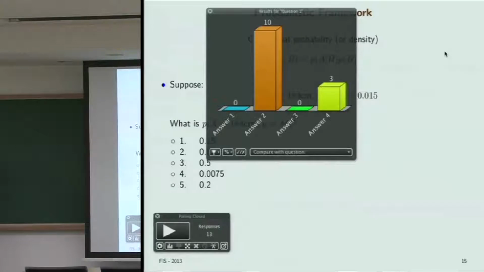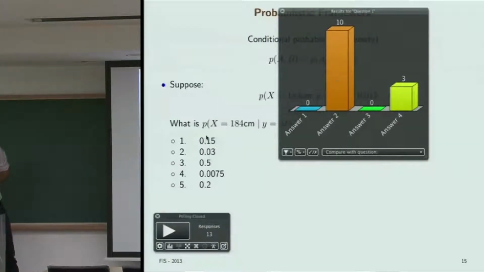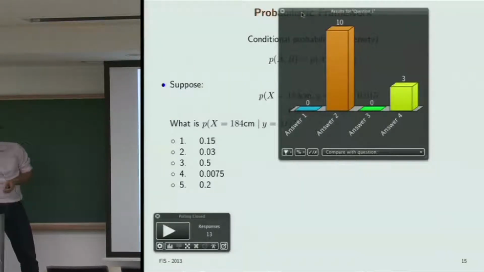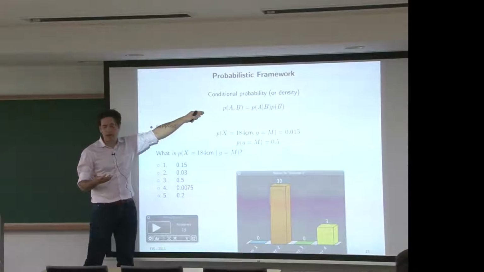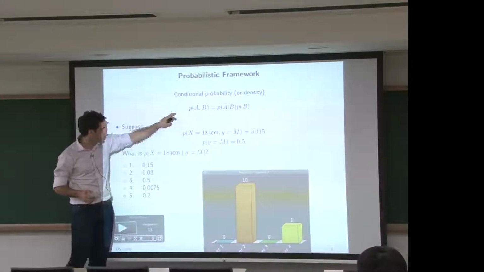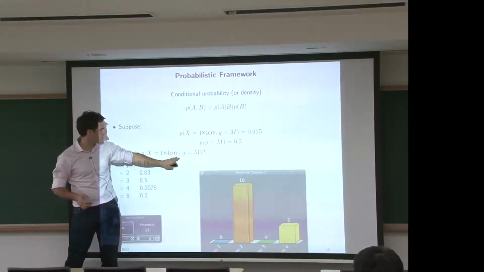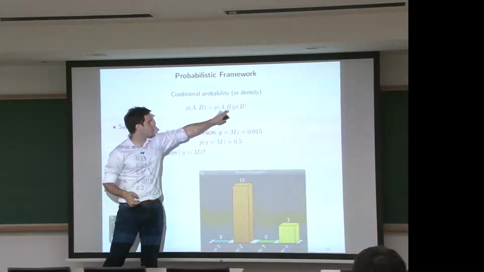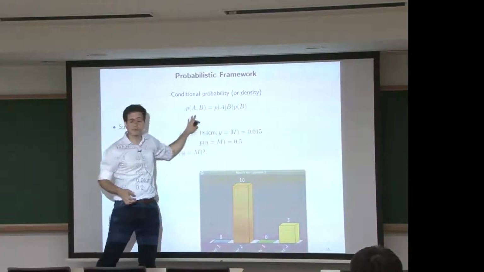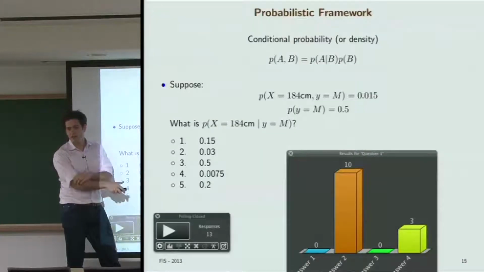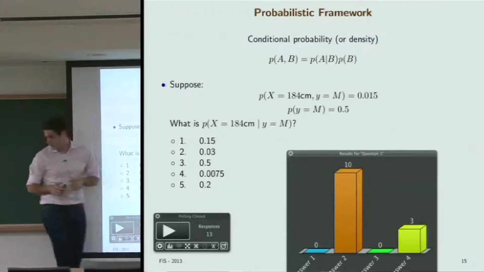Okay. So I think most of you have answered right. It's 0.03. So why was 4 so misleading? Because some people probably divided by 2. This formula applies for probabilities and densities. It's the same thing. Here we just want to know the probability of x equals 184 knowing y, so it's probability of A knowing B. And the probability of A knowing B is simply the probability of AB divided by the probability of B, right? And here the probability of AB is 0.015 divided by 0.5, so that's the same thing as multiplied by 2, so it's 0.03.